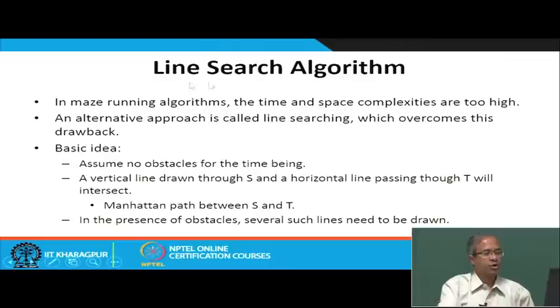Now let us come to an alternate class of algorithms, line search algorithm. Let me try to tell you the basic concept here first. Now in the maze running algorithms, what we were doing? We were basically representing the layout surface as a 2-dimensional array, where each element of the array represented a cell, and we were labeling the cell and carrying out some kind of a search so that from source we reach the target, right. But in case of line search algorithm, the concept is somewhat different. I am not representing the area as a 2-dimensional array anymore. I only have the total area available to me.